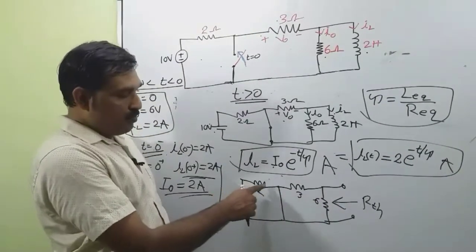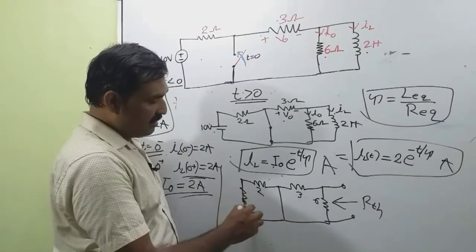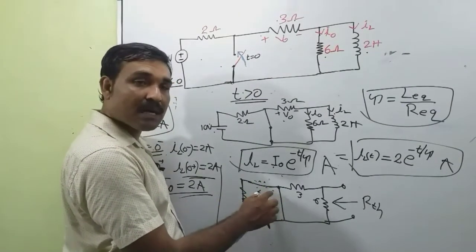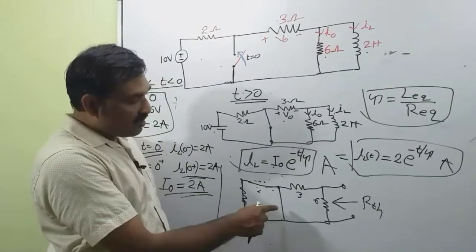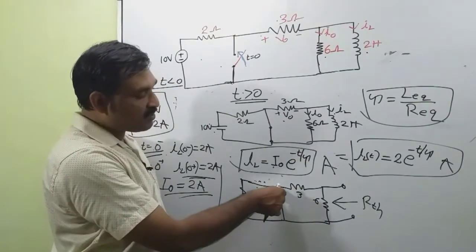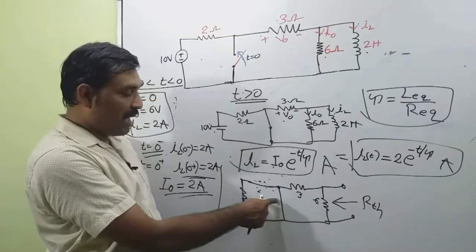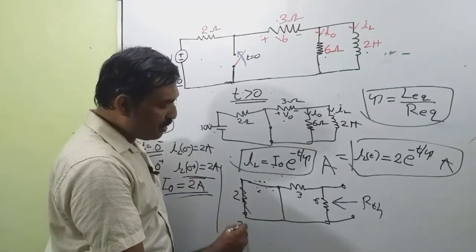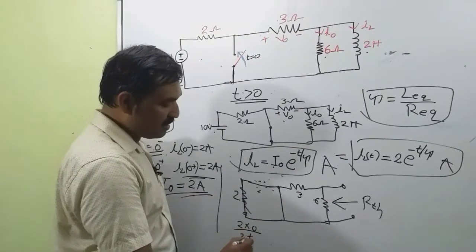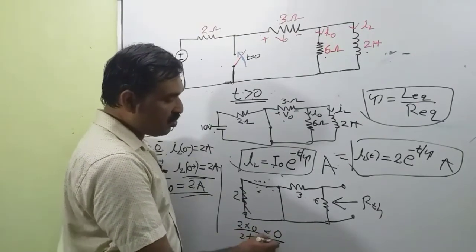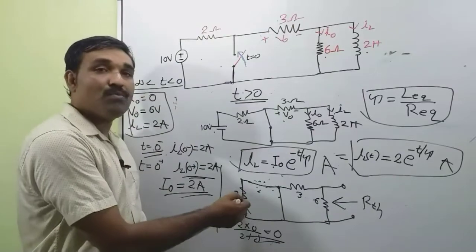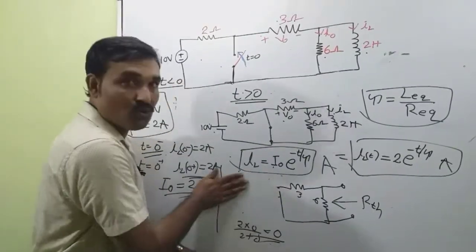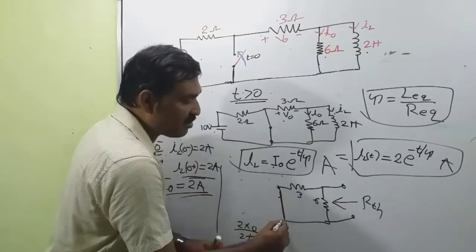So this 2 ohm, we can draw here. Okay, 2 ohm. At this node, a short circuit path is available. The resistance of this short circuit path is 0. 0 is parallel with 2 ohm resistance. So 2 into 0 divided by 2 plus 0 is equal to 0. So the equivalent resistance of these two branches reduces to 0. So we can replace this 2 ohm resistance. So our circuit looks like this.